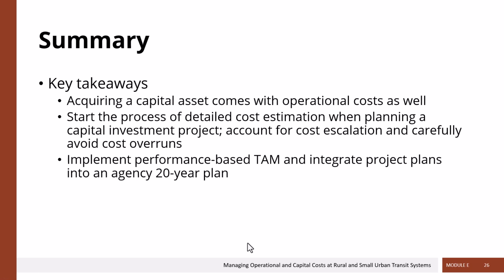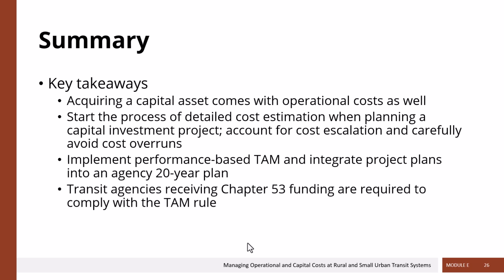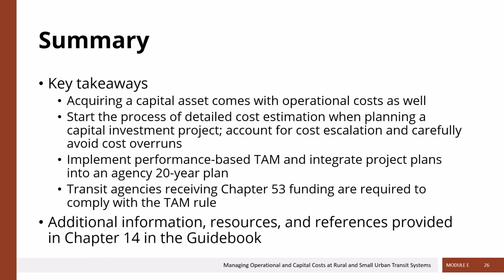Third, implement your performance-based transit asset management, right? Complying with the federal requirements, and also integrate your project capital plans into an overall agency 20-year plan, what we call a CIP or capital improvement plan. Fourth, any transit agency receiving Chapter 53 funding is required to comply with the TAM rule. Additional information, resources, and references are provided in Chapter 14 of the guidebook, and we encourage you to check them out and watch the remaining videos of this online course.